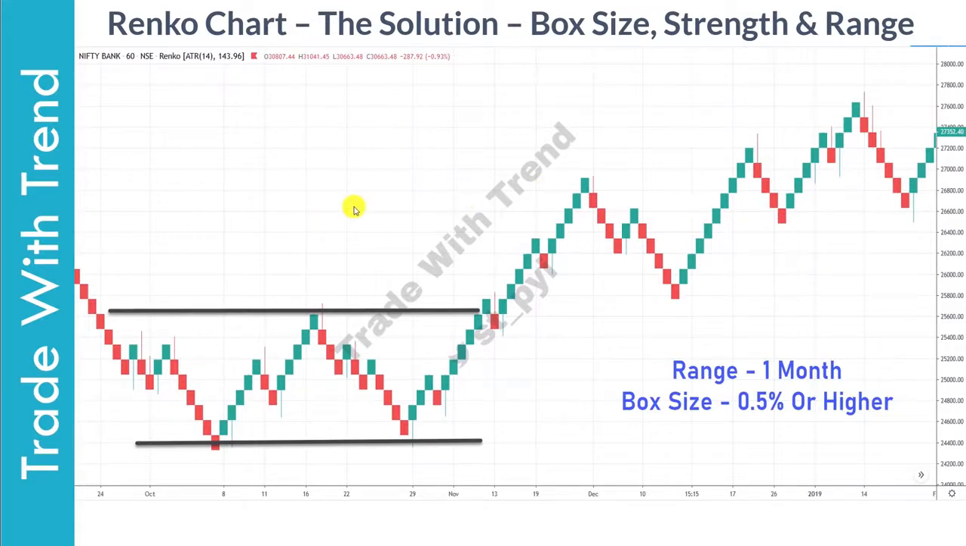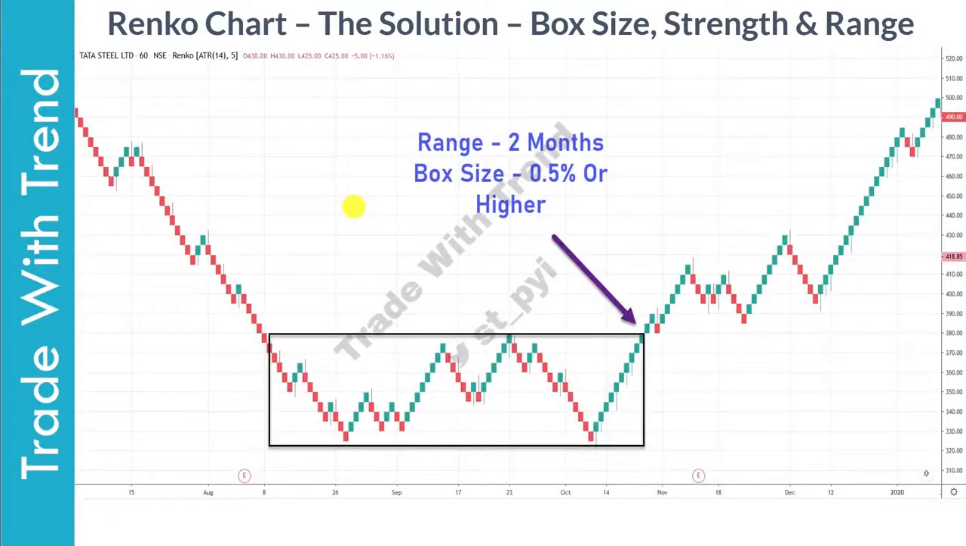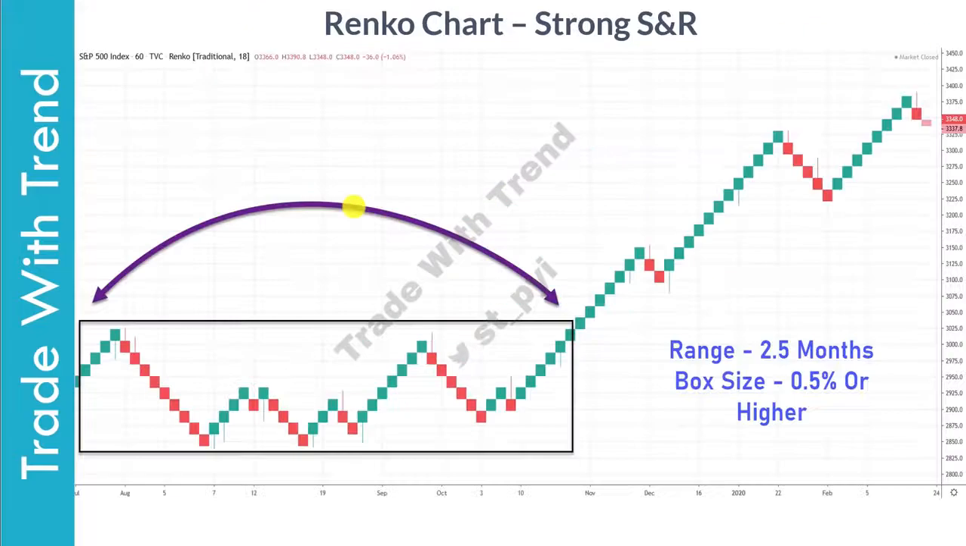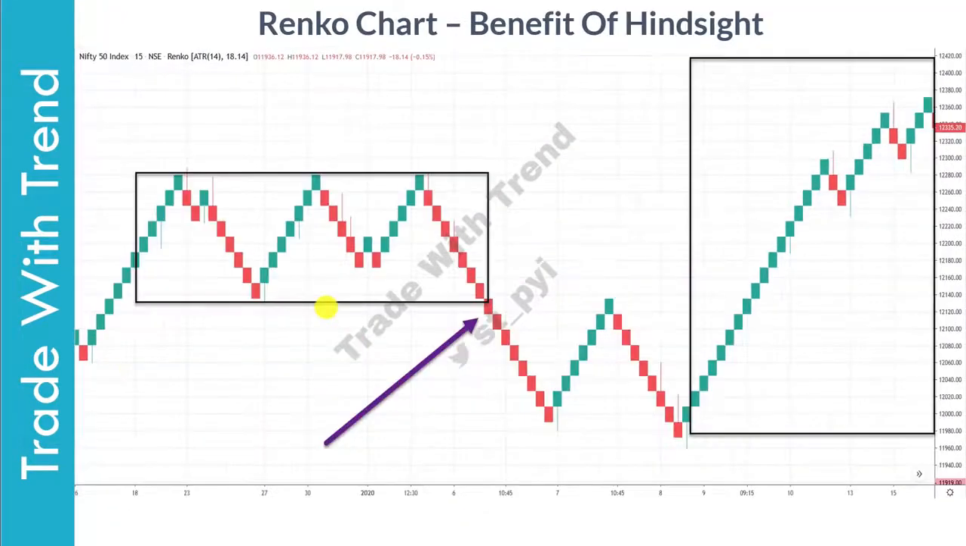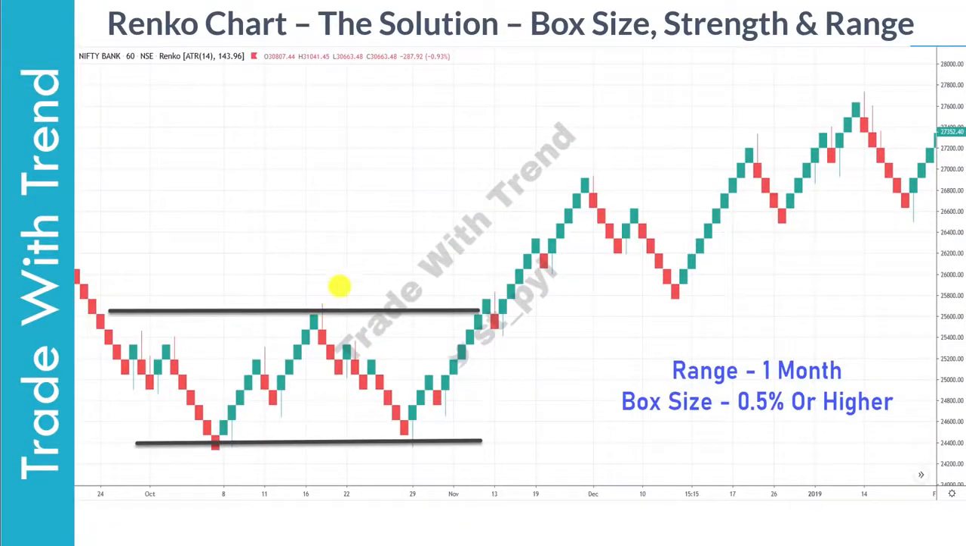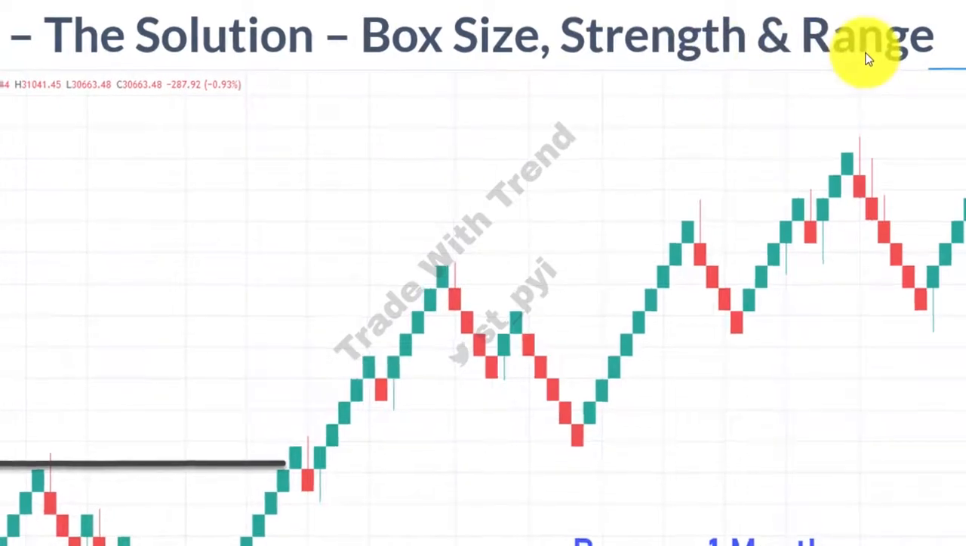Now, do take note here of whatever I'm telling. By the way, towards the end of this particular video, I have summarized most of the rules here. But what I'll do is with each chart, I will first explain the rules that you have to follow, and then we will come towards the summary section. So the solution that I suggest in terms of identifying high probability support and resistance with RENKO chart is based on box size, strength of support and resistance, and the overall range.